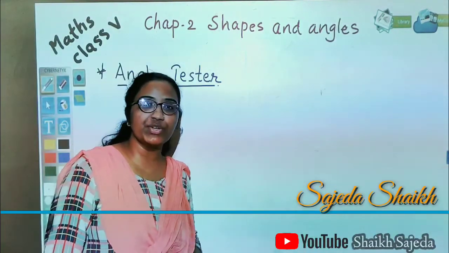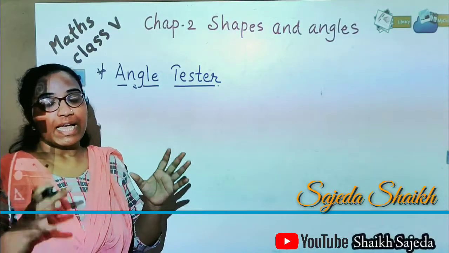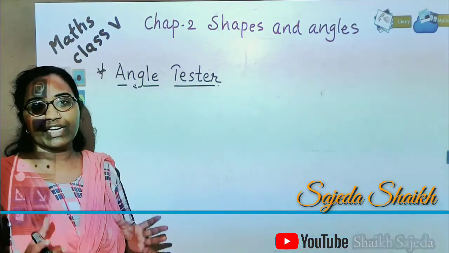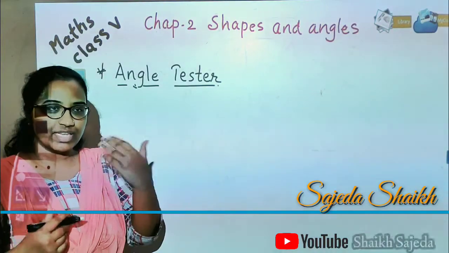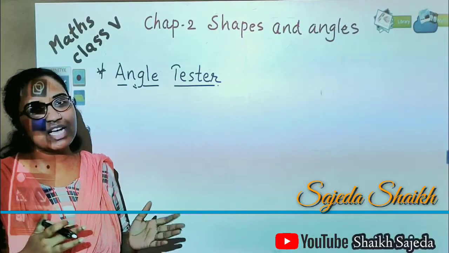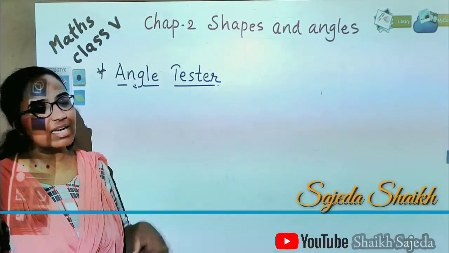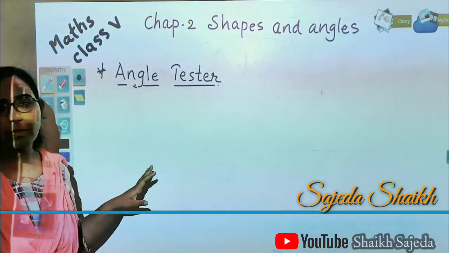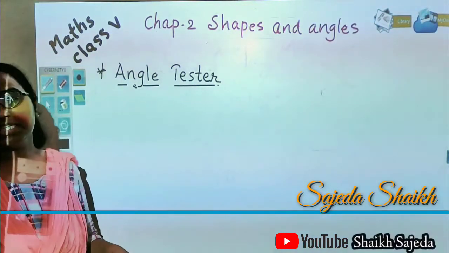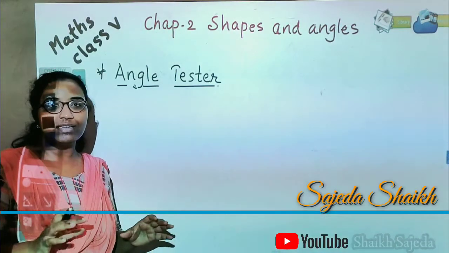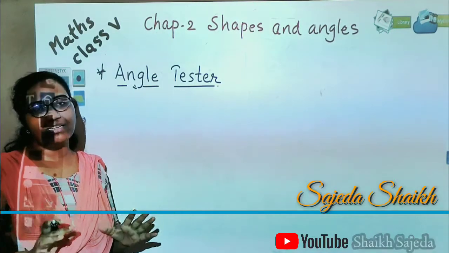In the previous video we learned about angles in shapes, how to identify different angles, and then count how many are right angles, how many are straight angles, how many acute and how many obtuse angles are there in a given shape. Now the next topic is angle tester. It is one type of activity. Angle tester means to check the angle. Which type of angle is that?